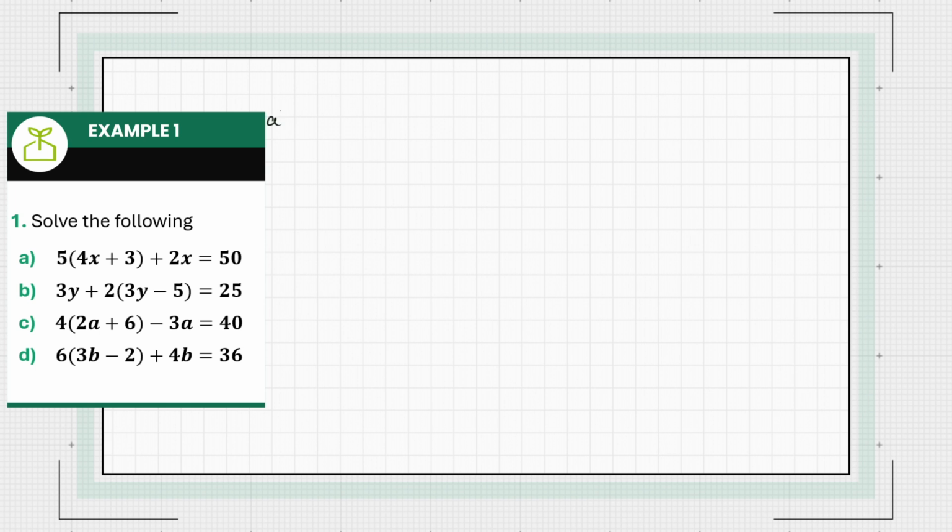Let's start with A. So A is 5 bracket 4x plus 3, plus 2x, is equal to 50. Okay, so we need to expand here. 5 times 4x, well that's just going to be 20x, and then 5 times positive 3 is just going to be plus 15. Plus this 2x is equal to 50.